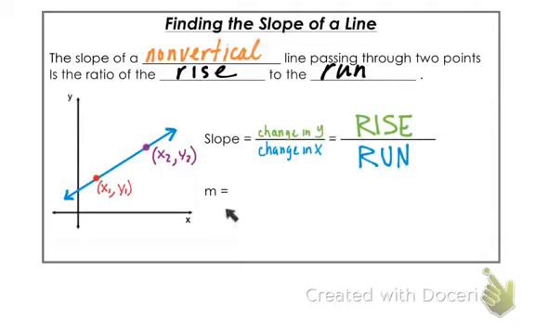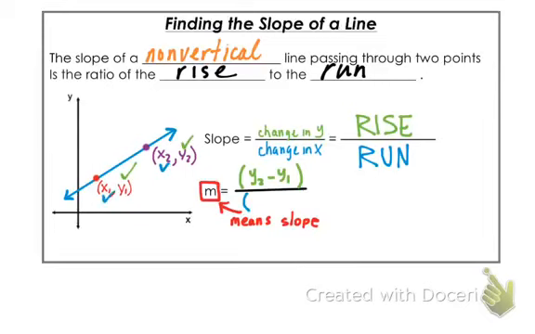Okay, so we use m to represent the slope of a line. We might want to write that down. So this actually means slope. And then to find the actual slope using a formula, the change of y is if you take your y sub 2 and subtract your y sub 1, and write that as a ratio over your x sub 2 minus your x sub 1, that'll give you the slope of a line. Okay?